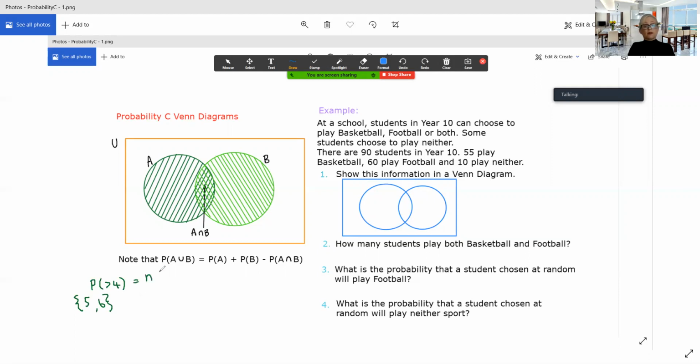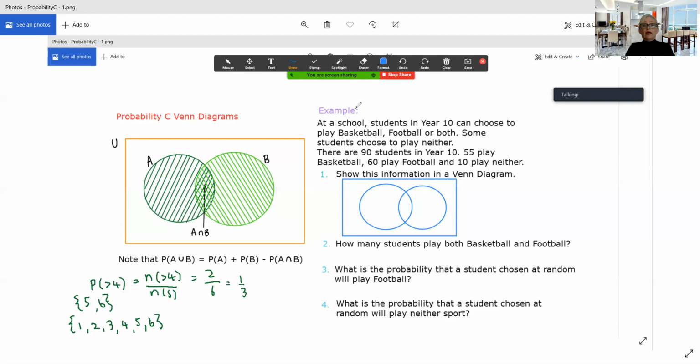So it's the number in that event, which is 2, divided by the number of possible outcomes in our sample space. Our sample space, when we're rolling a die, is everything that could possibly happen. So it's a 1, a 2, a 3, a 4, a 5, or a 6. So the number in the sample space is, of course, 6. So our probability came out to be a third.